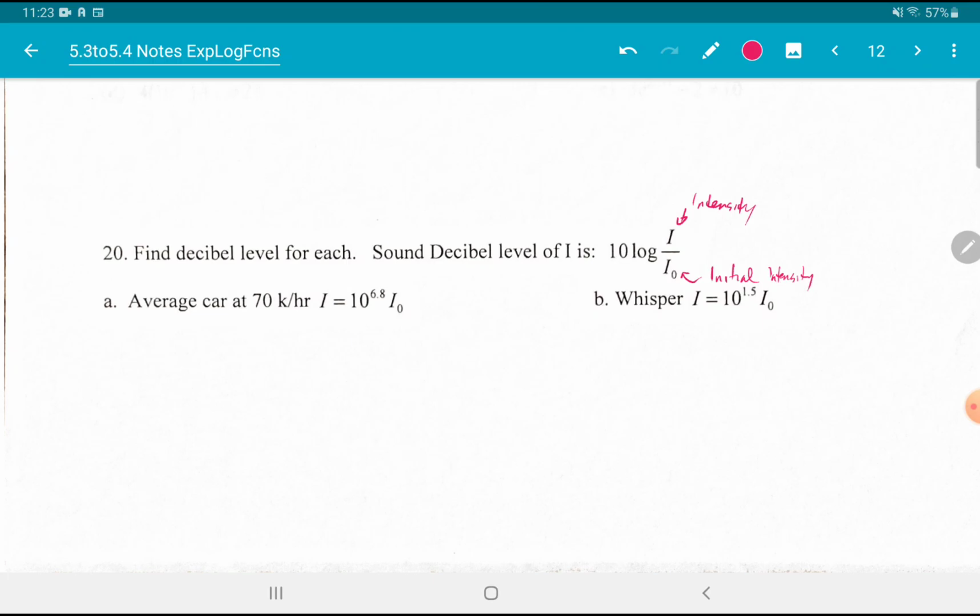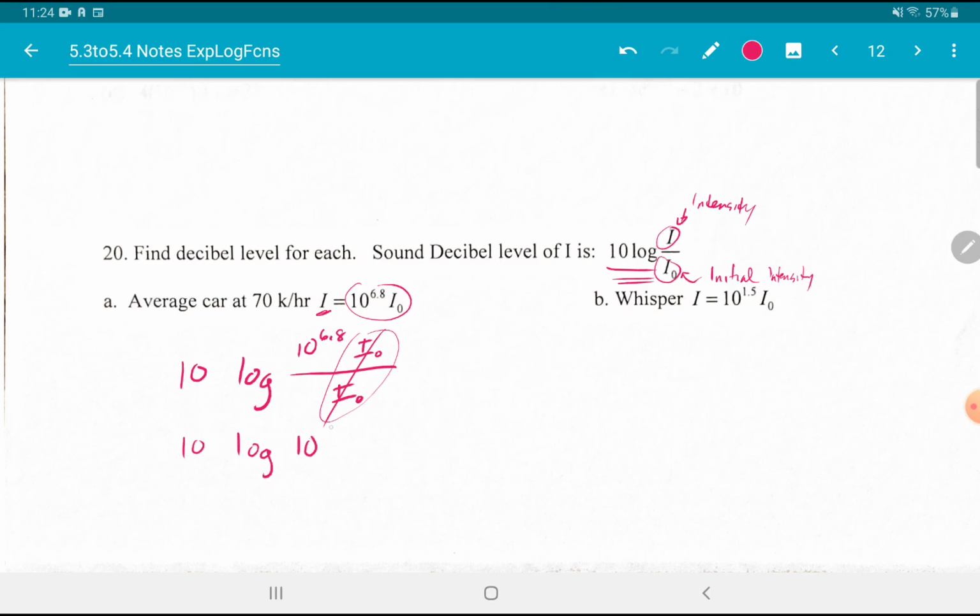So the average car going 70 kilometers per hour is given by I equals 10 to the power of 6.8 times I sub 0. So if we just fill in the missing information, we know that the sound decibel level is given by our formula, 10 log, and then we need to just plug in the I value. Here's our I value, which is 10 to the 6.8 I sub 0 divided by I sub 0. And you see here the I sub 0's end up just canceling each other out. So what we have now is 10 log 10 to the 6.8, just like that.